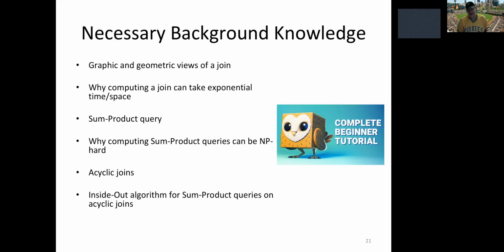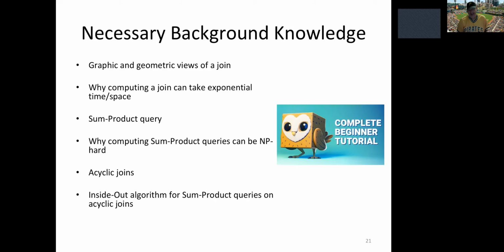You need to know what a join is, both the graphical and geometrical interpretation. You need to understand what a sum product query is. That's the basis for a lot of our relational algorithms. You need to understand why joins can take exponential time, why computing sum product queries can take exponential time. You need to understand what an acyclic join is, and you need to understand this algorithm called inside-out for computing sum product queries on acyclic joins.